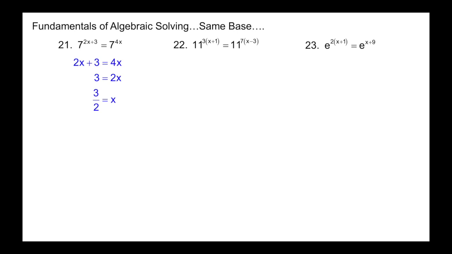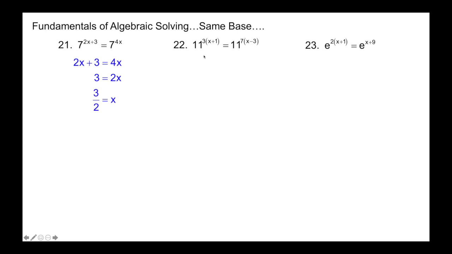So if I plug that 3/2 back in, 2 times 3/2, well, the 2's would cancel there, so I'd get 3. 3 plus 3 is 6, so I've got 7 to the 6 on this side. Over here, if I'm doing 4 times 3/2, the 2 in the denominator for the fraction is going to cancel with that 4, making that 4 a 2. So I'm left with 2 times 3, which is going to be 6, so that did check out.